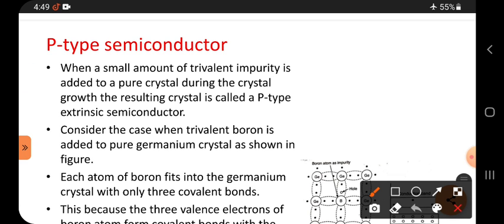So I explained N-type semiconductor. Now P-type semiconductor. When a small amount of trivalent impurity is added to a pure crystal during the crystal growth, the resulting crystal is called p-type extrinsic semiconductor, or simply we can say p-type semiconductor.